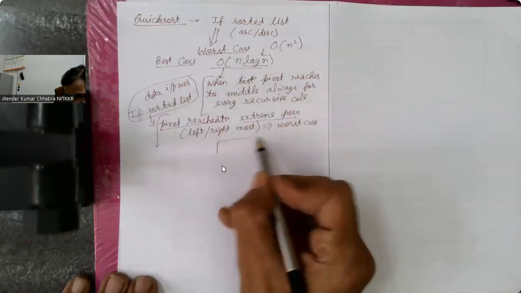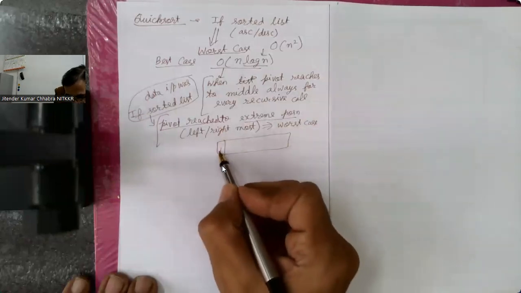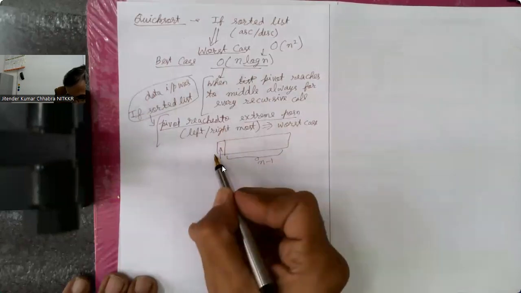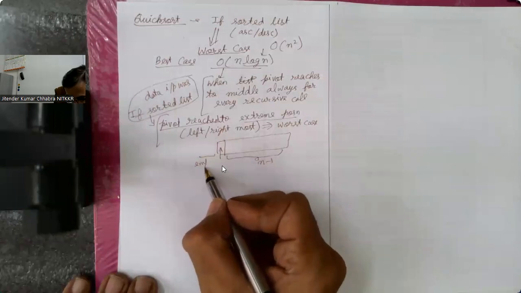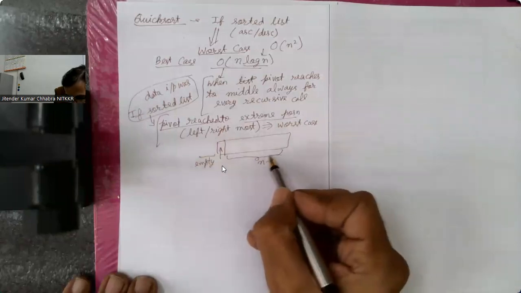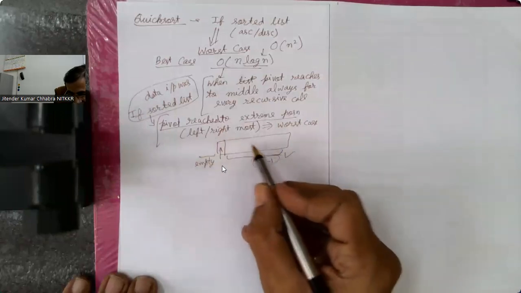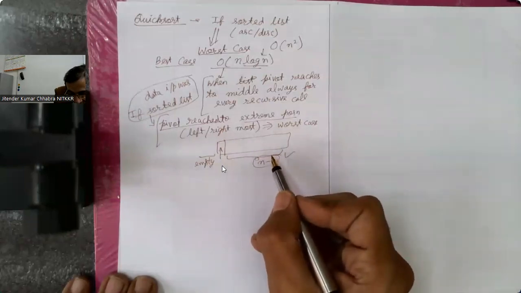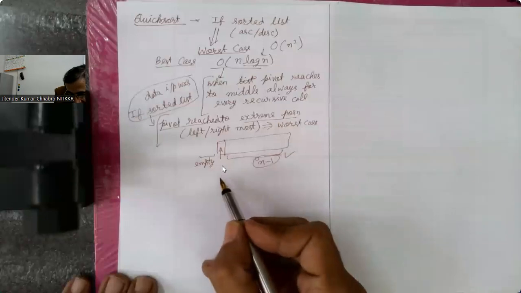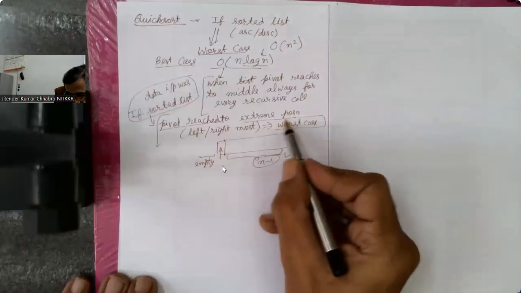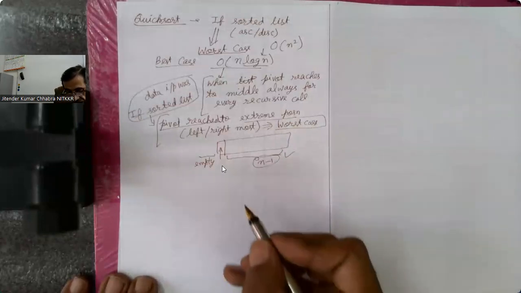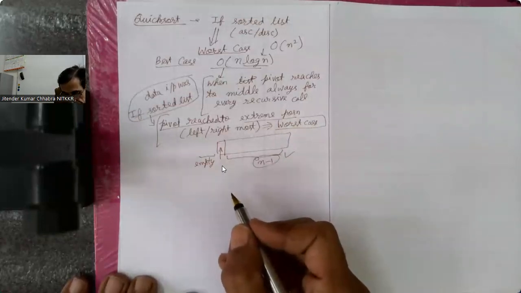If the pivot reaches here, this list will have n minus 1 elements. This side will be an empty list, and my recursion will work only on this one, with the size reducing by 1 only every time, not getting halved, halved, halved. Hence, this becomes the worst case. So you have to remember that the worst and best cases are characteristics specific.